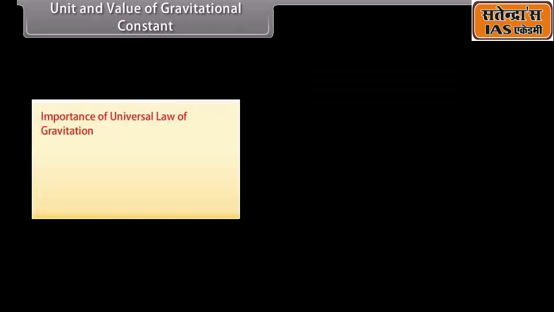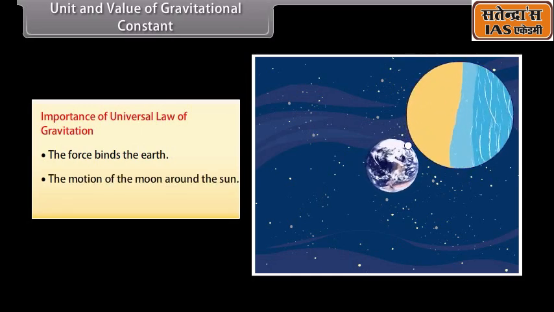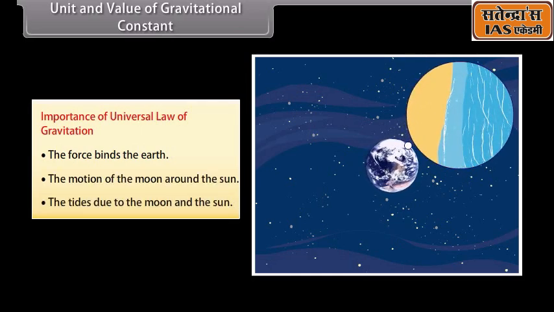Importance of the universal law of gravitation. The force binds us to the earth, and governs the motion of the moon around the earth, the motion of planets around the sun, and the tides due to the moon and the sun.